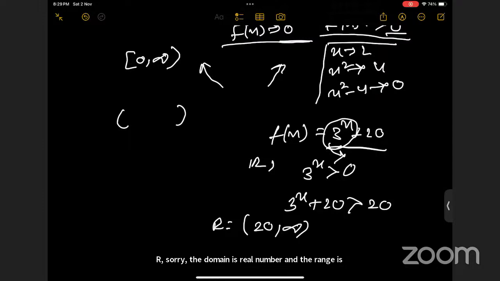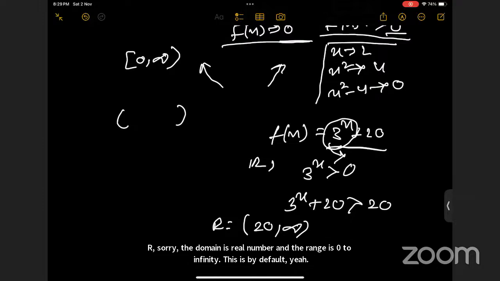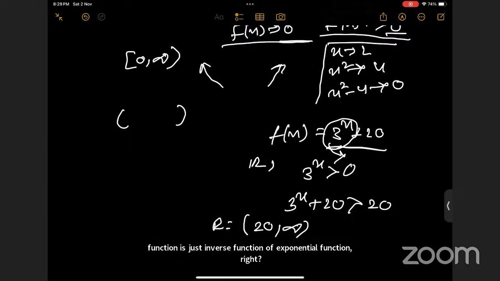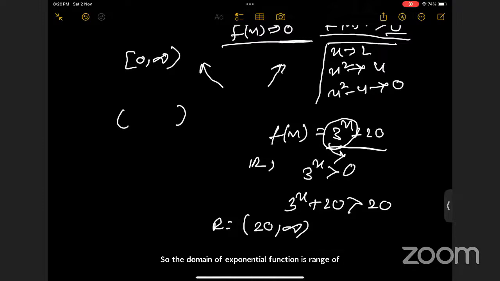And for the logarithmic function it will be just the opposite, right? Because you know that the logarithmic function is the inverse function of the exponential function. So the domain of the exponential function is the range of the logarithmic function, and the range of the exponential function is the domain of the logarithmic function, right?